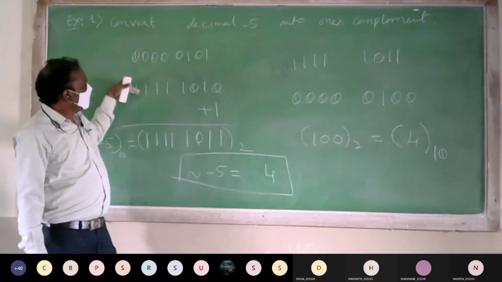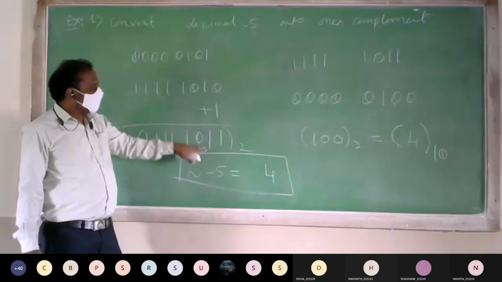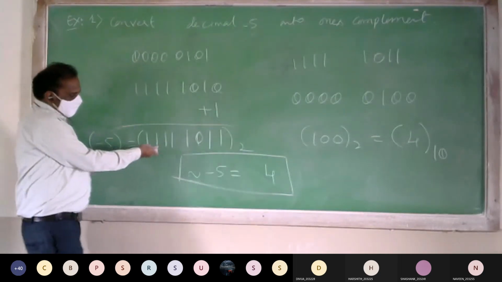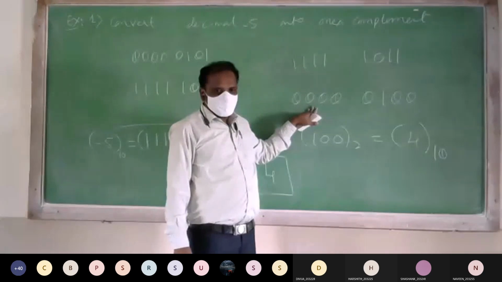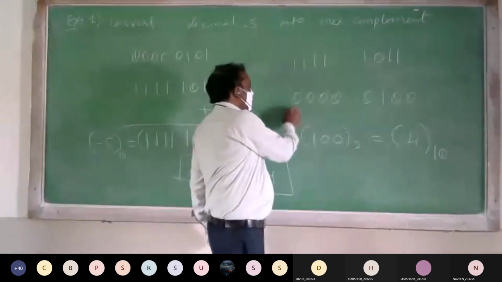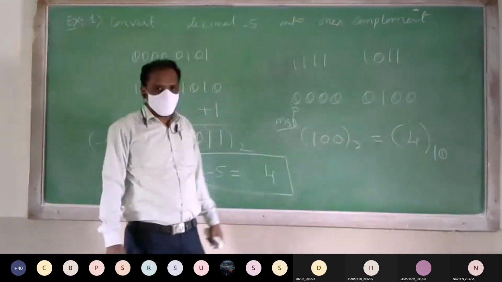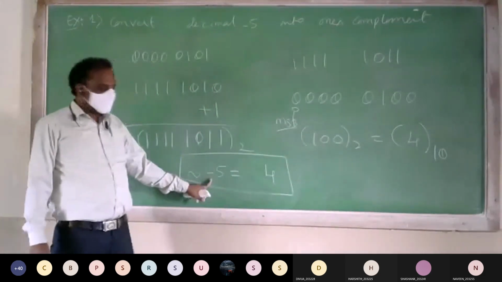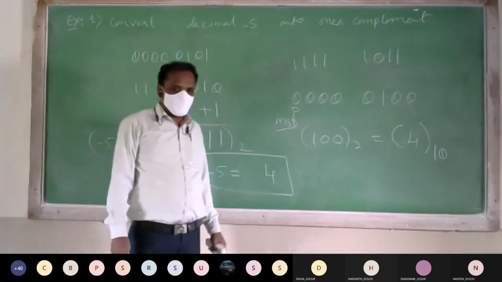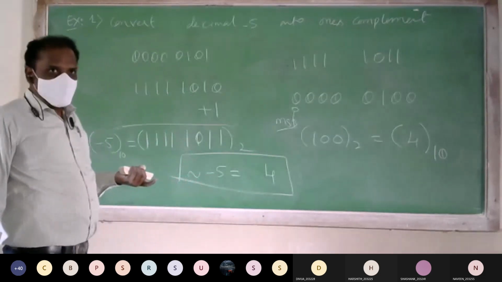So how to convert this one into 2's complement? Convert 1s into 0s, 0s into 1s, add 1. This is the number we got. This is actually minus 5. Now convert this one into 1's complement. So 1s will become 0, 0s will become 1. Here MSB is 0, so it is a positive number. When you convert the negative number, the result will be positive. When you convert the positive number, the result will be negative. Is that clear to everybody or not?